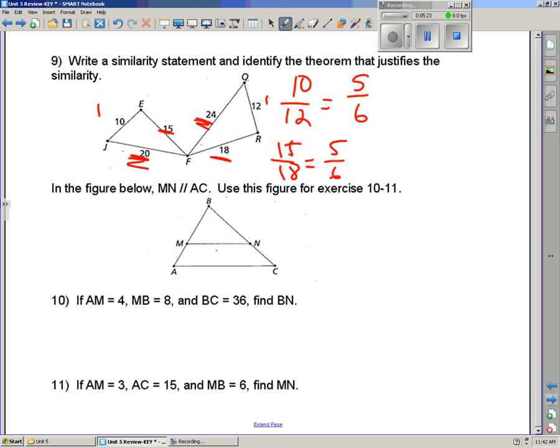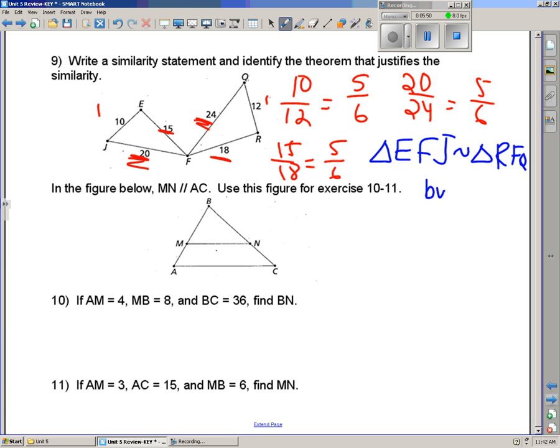And then 20 and 24, again, you can be doing this all on your calculator, typing in those numbers, math, fraction, enter. This also becomes 5/6. So these triangles are definitely similar by side, side, side, just a matter of naming them. So one name you could do would be triangle EFJ is similar to triangle RFQ, and that's going to be by SSS similarity.